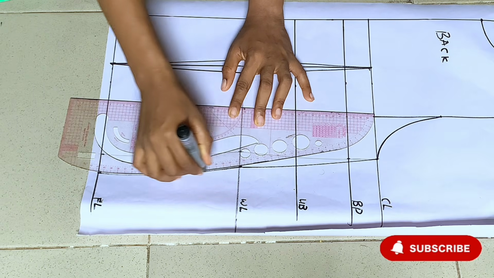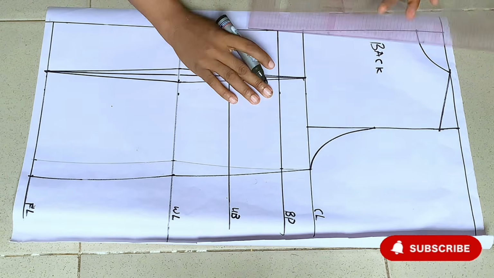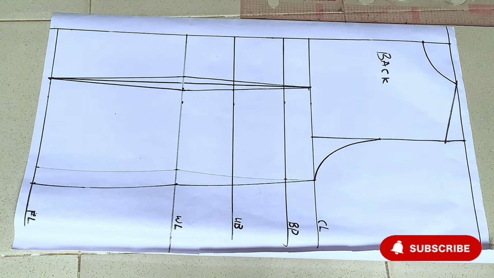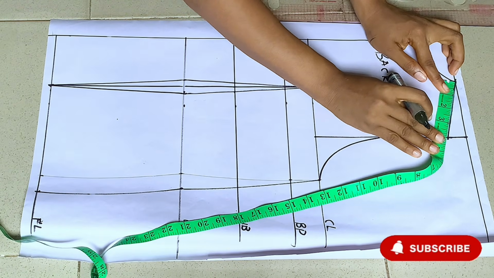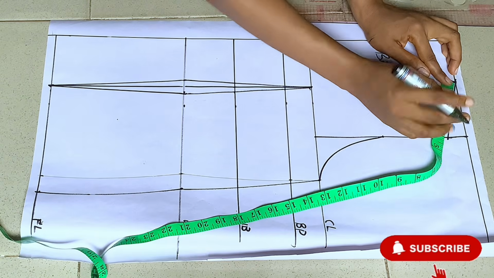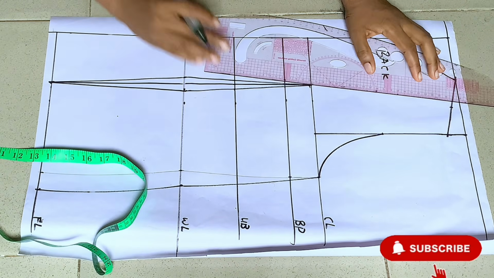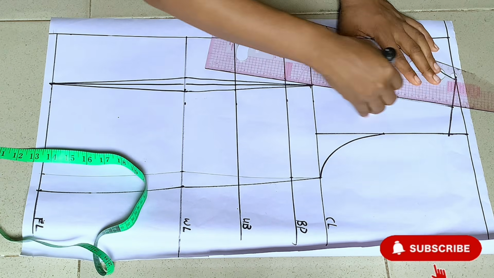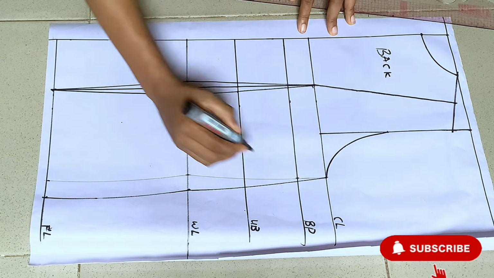So you can either use this pattern as it is, it's already complete. Go ahead and cut it out and place on your fabric pieces and you are good to go. Otherwise, you can use a shoulder dart. Now on the shoulder line, we are going to divide it by 2. Whatever we have, divide it by 2. And then mark a straight line connecting it to our chest line. And that is all for the back pattern.